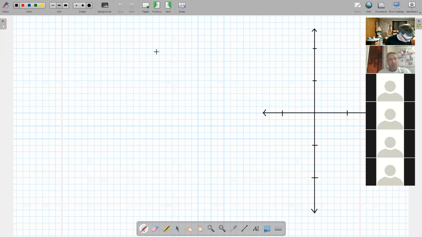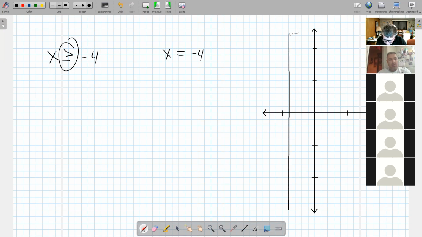Okay, let's take a look at another one. And this says x is greater than or equal to negative 4. The related equation to this would be x equals negative 4. Whereas y equals a constant is a horizontal line, x equals a constant is a vertical line. And if we look at our inequality, it includes the equal sign. So I'm going to draw a solid line through x equals negative 4.